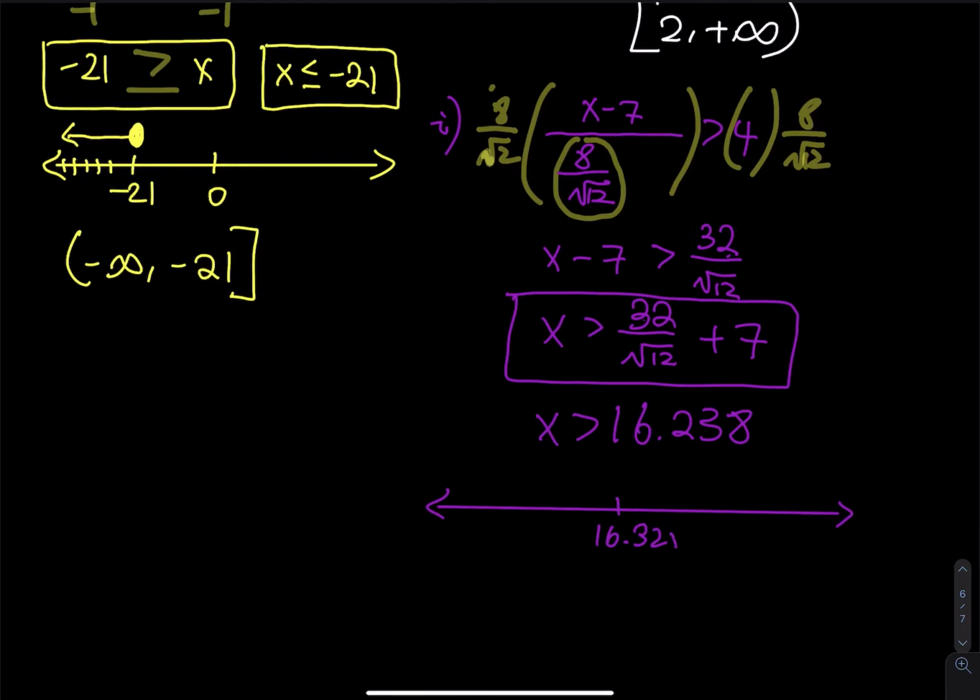16.238, and then greater than is the right-hand side. So you have 16.238 to positive infinity, no equal, so everything is in parentheses. And then the last one, J.